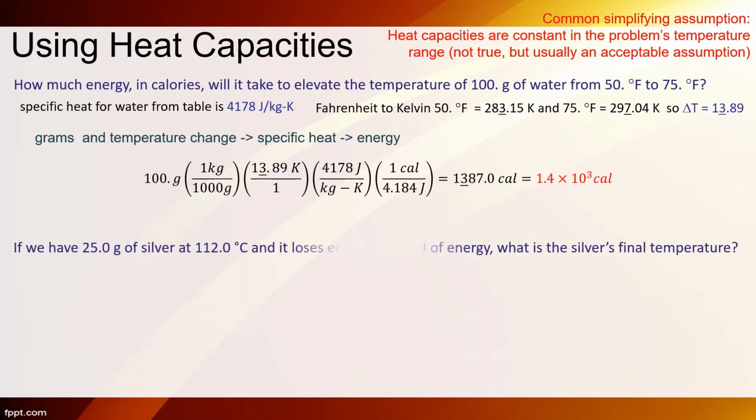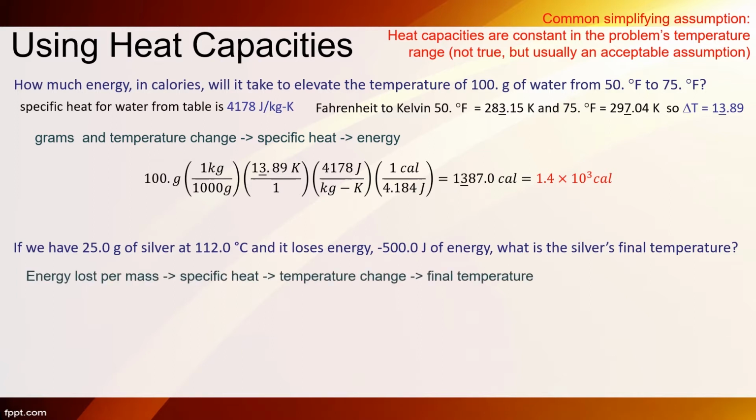Here's another example. We have 25 grams of silver at 112 degrees Celsius, and it loses energy, minus 500 joules of energy, due to energy transfer. What is the silver's final temperature? Remember, if we lose energy, the sign of energy must be negative, and if we gain energy, it will be positive. We calculate the temperature change by first starting with the energy lost per gram of silver. From there, we can get to the temperature change by converting the mass to kilograms and dividing by the specific heat of silver. As always, the ratios are arranged in a way that will cancel the units.